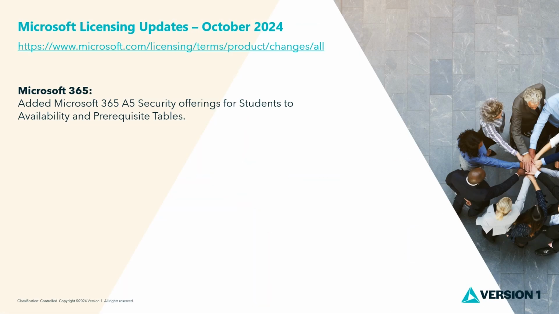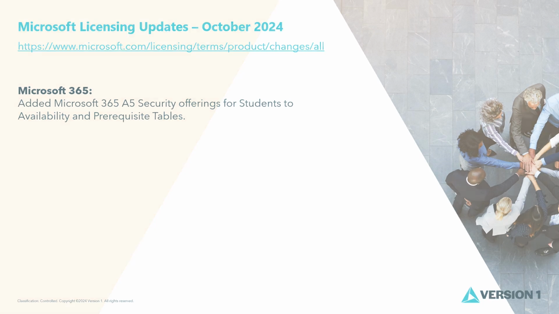Microsoft 365. Within the academic space, October saw the inclusion of Microsoft 365 A5 security offerings for students to the availability and prerequisite tables. Copilot, a month can't go by without some sort of a Copilot update.